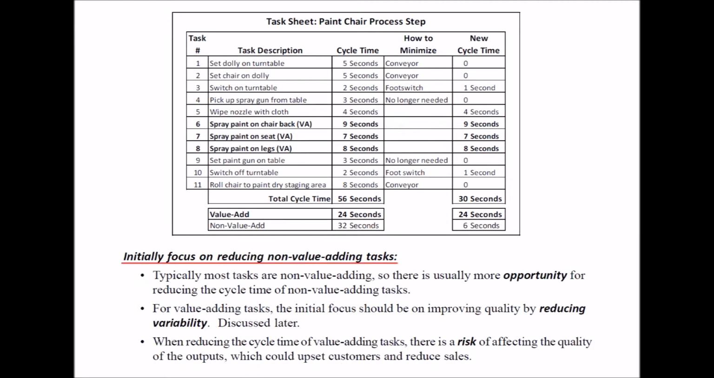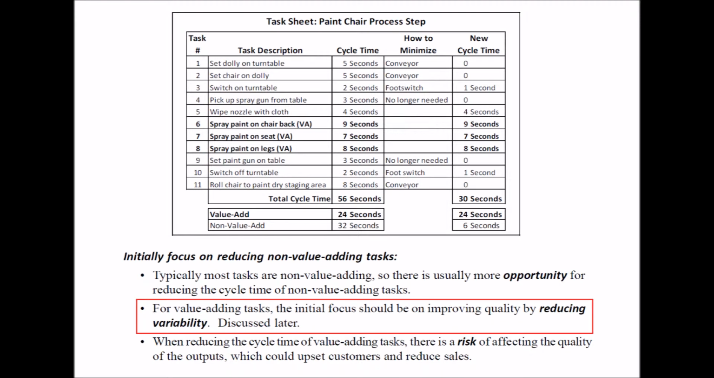Initially focus on reducing non-value-adding tasks. Typically, most tasks are non-value-adding, so there is usually more opportunity for reducing the cycle time of non-value-adding tasks. For value-adding tasks, the initial focus should be on improving quality by reducing variability. We will discuss variability in sessions 19 through 23.